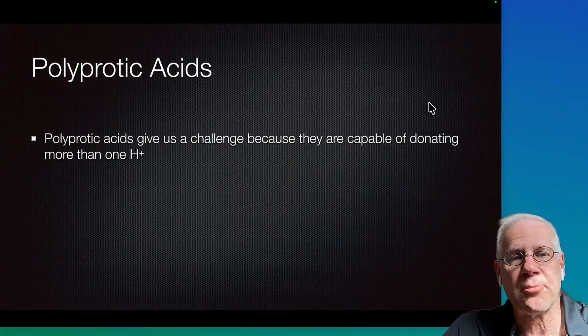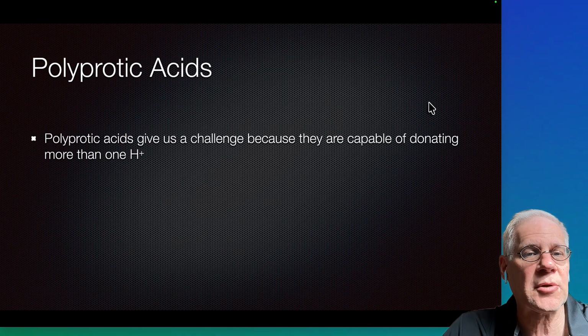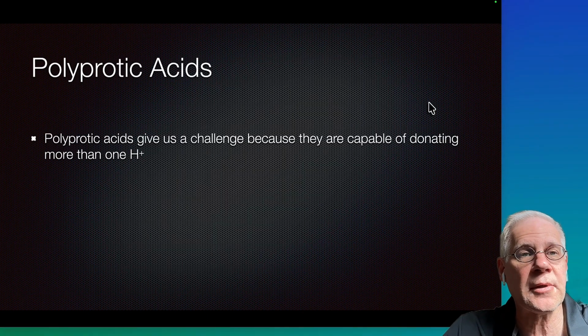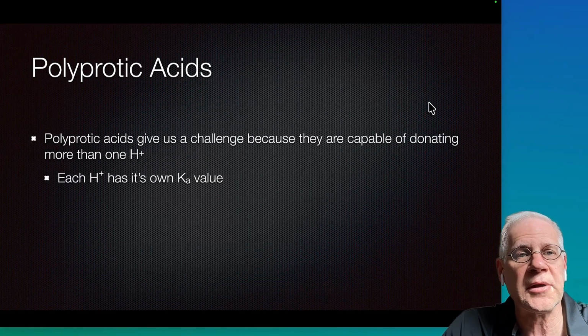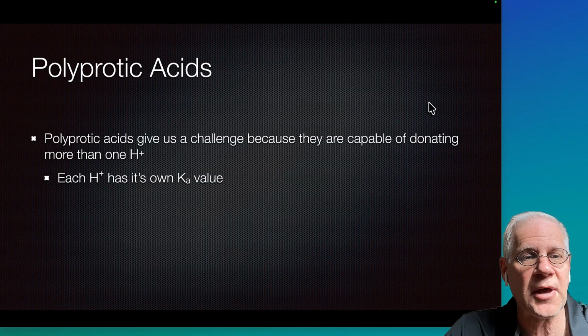So let's look at polyprotic acids. We looked very briefly at polyprotic acids in Chemistry 1101, but we didn't really do any kind of calculations with them. They do give us a little bit of a challenge because they are capable of donating more than one H+, which makes the calculations not quite so straightforward, but it doesn't have to be as bad as it seems, as we'll see in the future slides here.